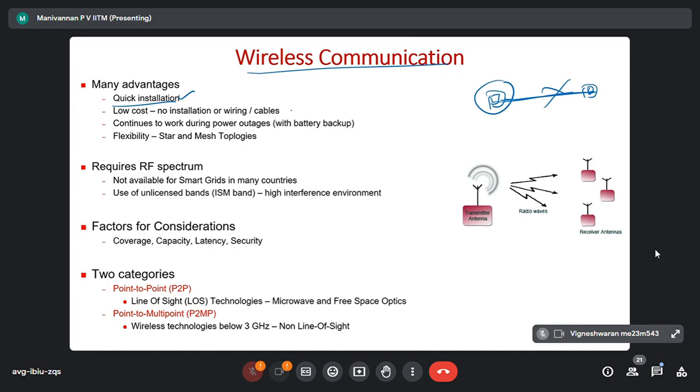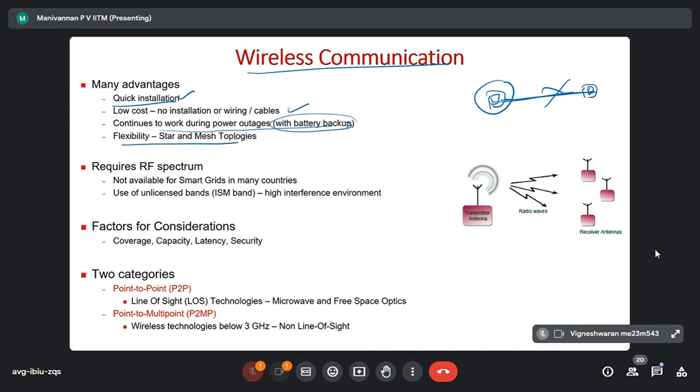Wireless communication is also low cost because no wires are needed, no installation. My cell phone is in my pocket, your cell phone is with you, and we can talk, so the cost is less. It continues to work during a power outage also, because many times it is battery operated. Cell phones have built-in batteries, so as long as the battery is available, 1 day, 2 days, you can talk if the cell phone tower is working. Of course, you need a battery backup there, but that is an advantage.